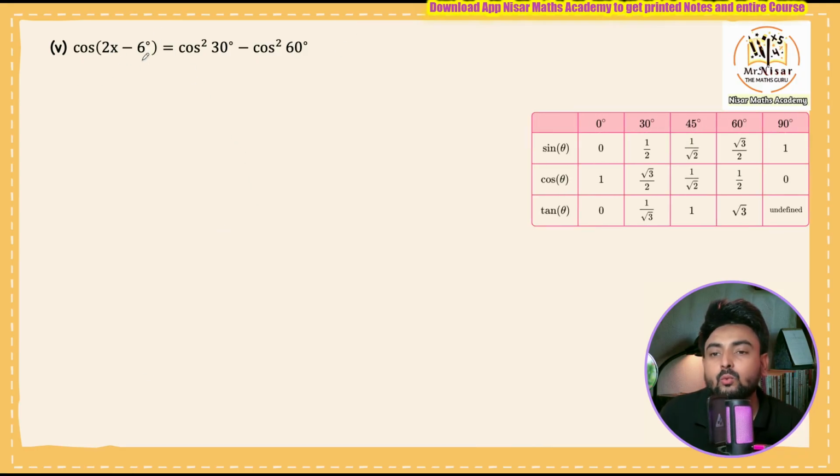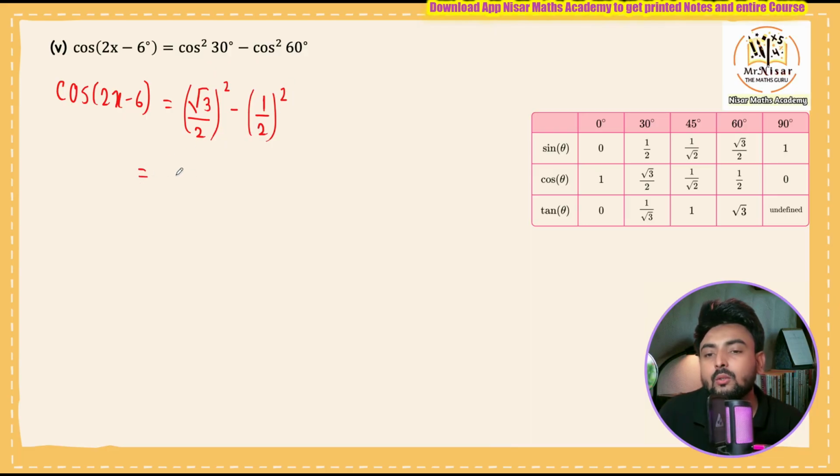Now we have cos 2x minus 6 is equal to cos square 30 minus cos square 60. Okay, fine. Again we will find this first and then we'll compare for x. So cos square 30, what is the value of cos 30? Cos 30 is root 3 by 2, and its square. And cos square 60, cos 60 is 1 by 2, and its square. So root 3 square is going to become 3, and 2 square is 4. 1 square is 1 and 2 square is 4. The denominators are the same, write the denominator once. 3 minus 1, the answer is 2 by 4. It's going to become 1 by 2.